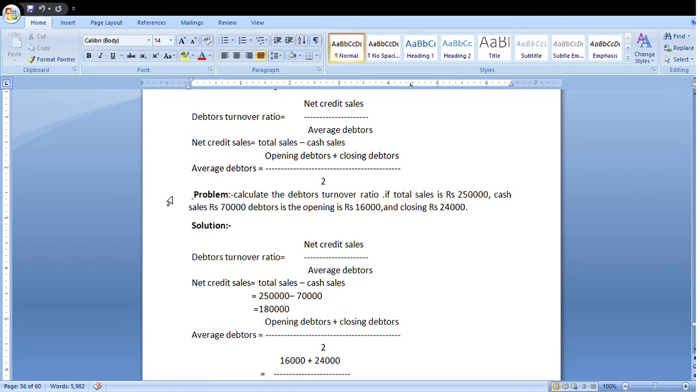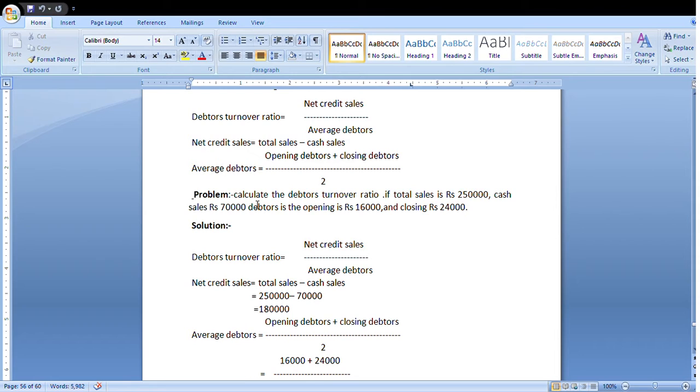Calculate the debtors turnover ratio if total sales is 2,50,000, cash sales 70,000, and debtors are opening 60,000 and closing 24,000. This is the problem. You calculate the debtors turnover ratio.